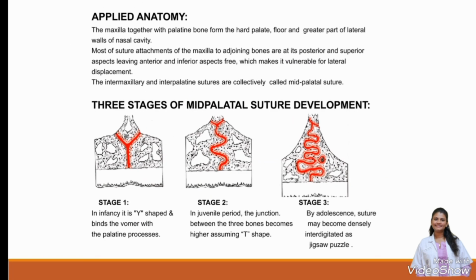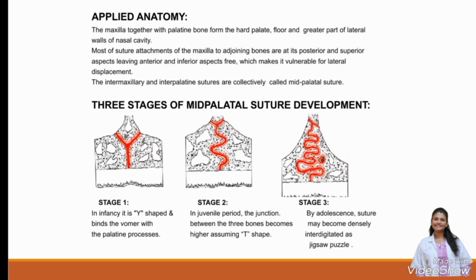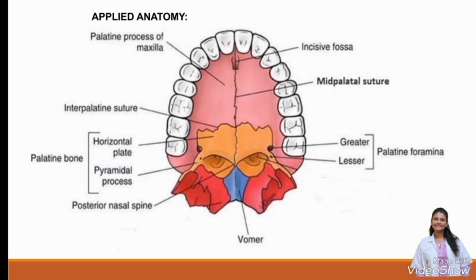Here we will be continuing with applied anatomy. In this, the maxilla together with palatine bone forms the hard palate floor and greater part of lateral walls of nasal cavity. Most of the suture attachments of maxilla to adjoining bones are at its posterior, superior aspects, leaving anterior, inferior aspects free, which makes it vulnerable for lateral displacements. So, the suture present between two palatine shelves or two maxillary shelves, which is also called as intermaxillary suture or interpalatine suture, is collectively called as mid-palatal suture.